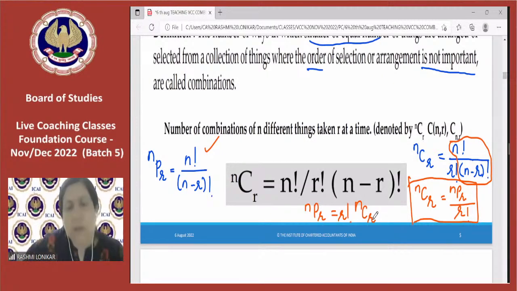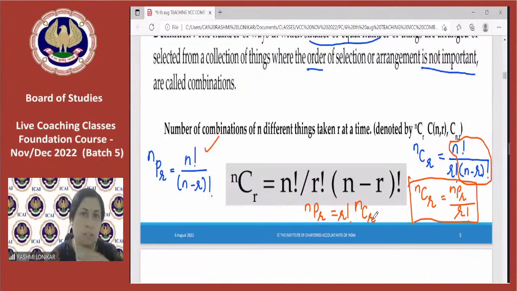So, I hope you've understood till now that we have talked about the multiplication rule, the addition rule, and what is combination. What is the difference between permutation and combination? In combination, the order of the arrangement is not important. And what is the link between permutation and combination? We say that nPr is equal to r factorial into nCr.